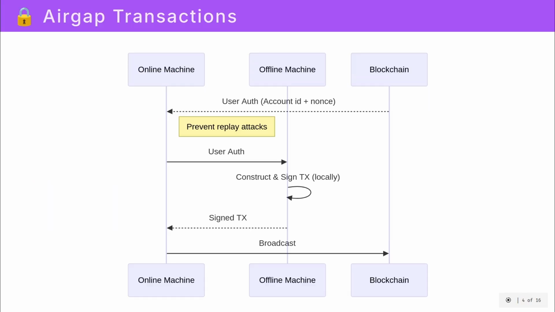A good protection will be to store your keys in an offline machine. You will construct and sign your transaction locally, and it will be returned to your online machine before being broadcast. To prevent any replay attack, you will send your public key to the blockchain, which will return your account ID and a nonce, which is basically a random number, which are going to be sent to your offline machine.